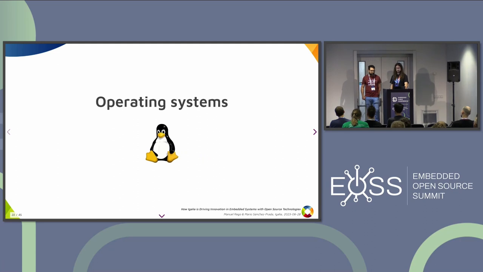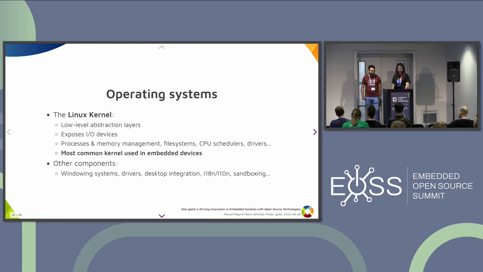And the last component I'm going to talk about before passing it to you, Rego, is our work around operating systems. This is a very generic thing, so it's like the final box where we put everything else. In this case, we are talking mainly about the Linux kernel, which you all know what it is, but just highlighting that it's the most common kernel in embedded devices. And then other components like windowing systems, drivers, sandboxing technologies, desktop integration. So this basically covers a very wide area.